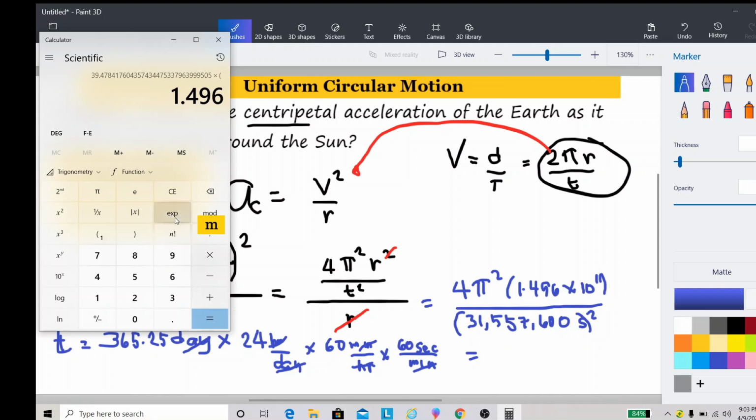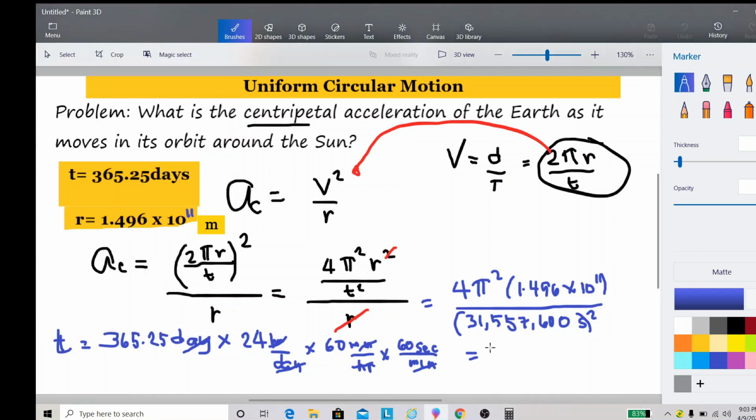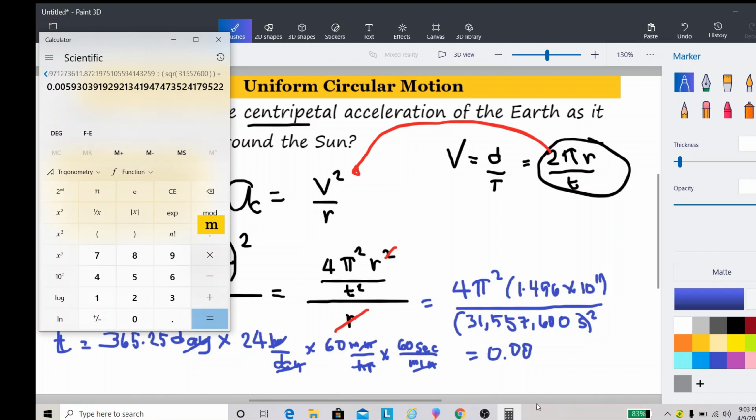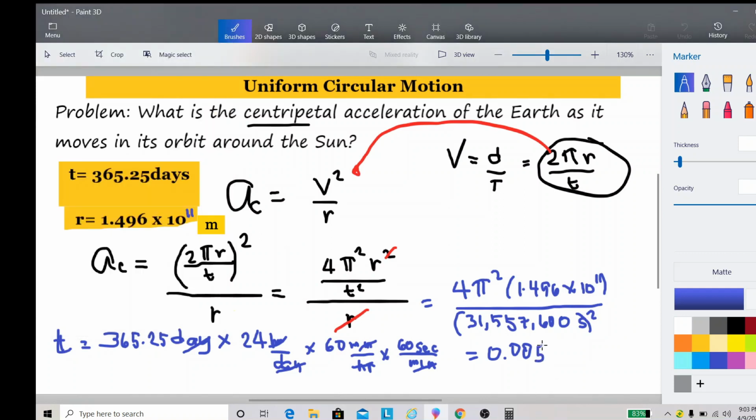1.496 exponent positive 11. Divide that by the quantity 31,557,600, and then we are going to square that, and the answer is 0.00593. Okay, that will be our answer.